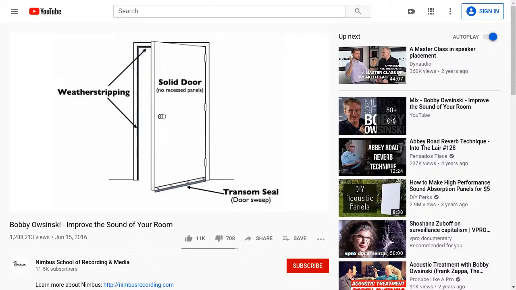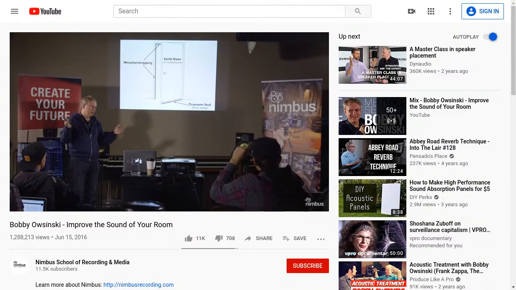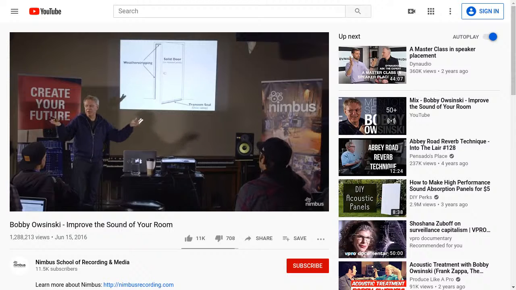So here's what we do. First thing, on the door. If you can afford it, you replace the door, because most doors are hollow. You replace it with a solid core door. Might cost you $200 or $300 for that. Okay, if you can't afford it, here's some other things that you can do.